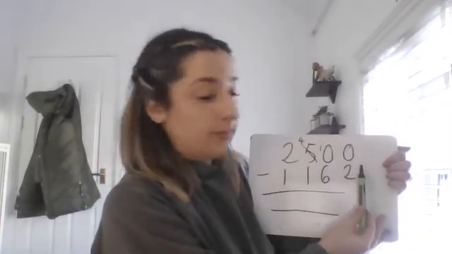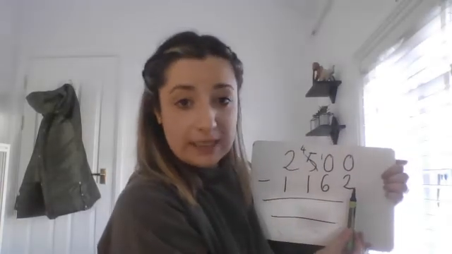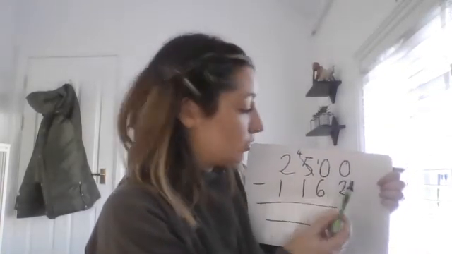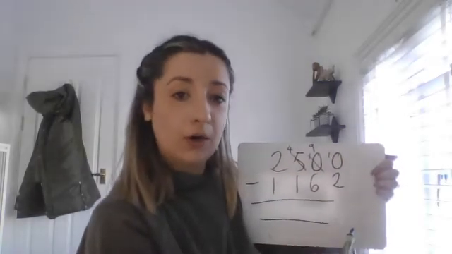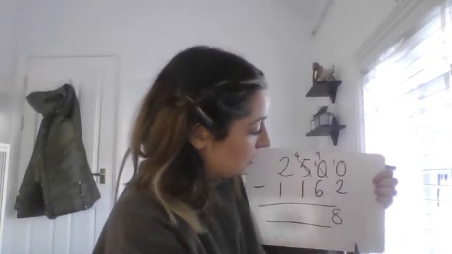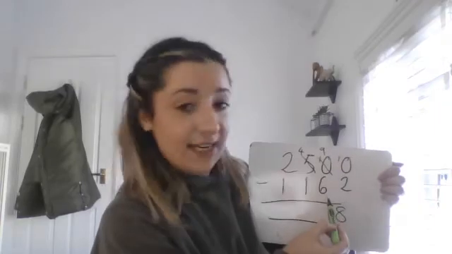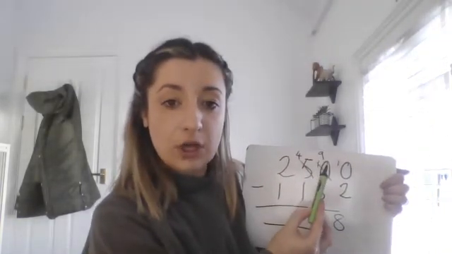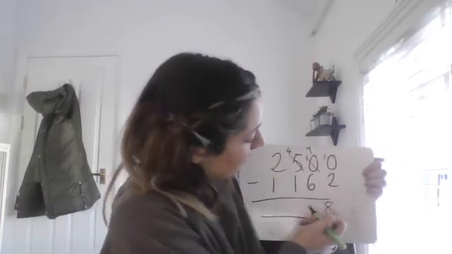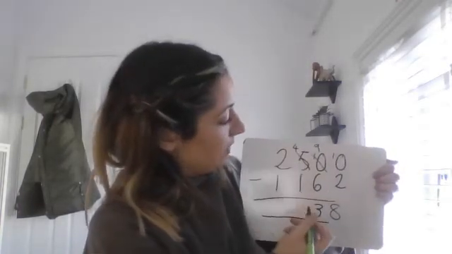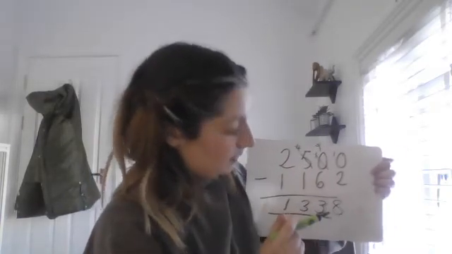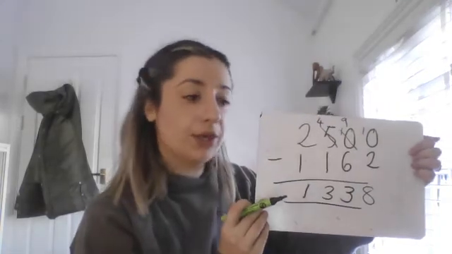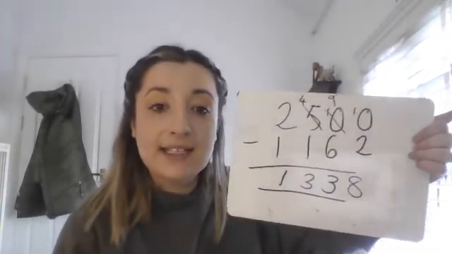Looking back at the ones column now, I've got 0 take away 2. I can't do it still, but I can now exchange from next door. So my 10 turns to a 9 and my 0 turns to a 1. So it's going to be 10 take away 2, which we know is 8. I've got 9 take away 6. I can do that because the value is higher on top. So 9 take away 6. And I've got 4 take away 1 and 2 take away 1. Okay, so I've got 1,338. That is how many more millilitres I can fit in. That is my missing amount that I don't know.